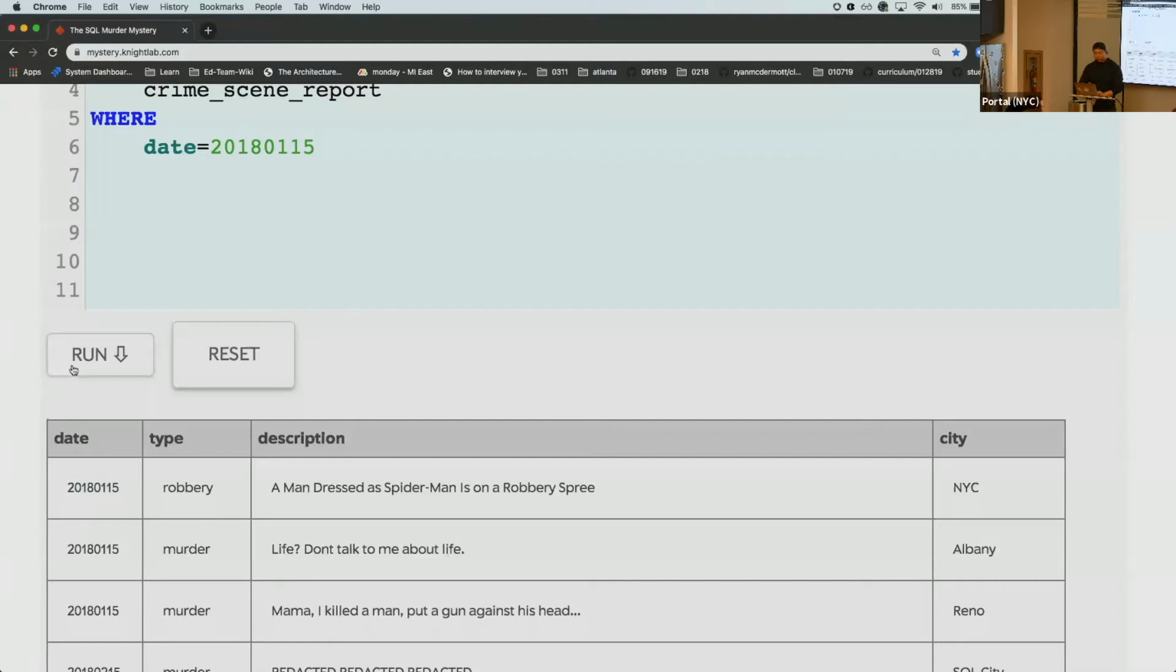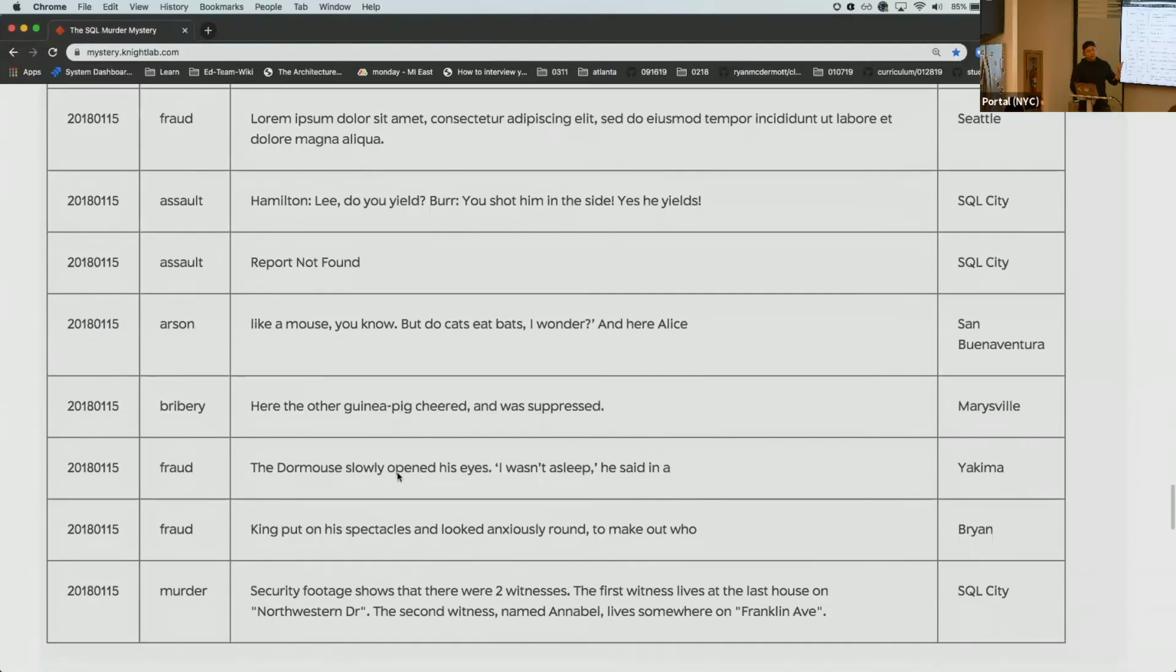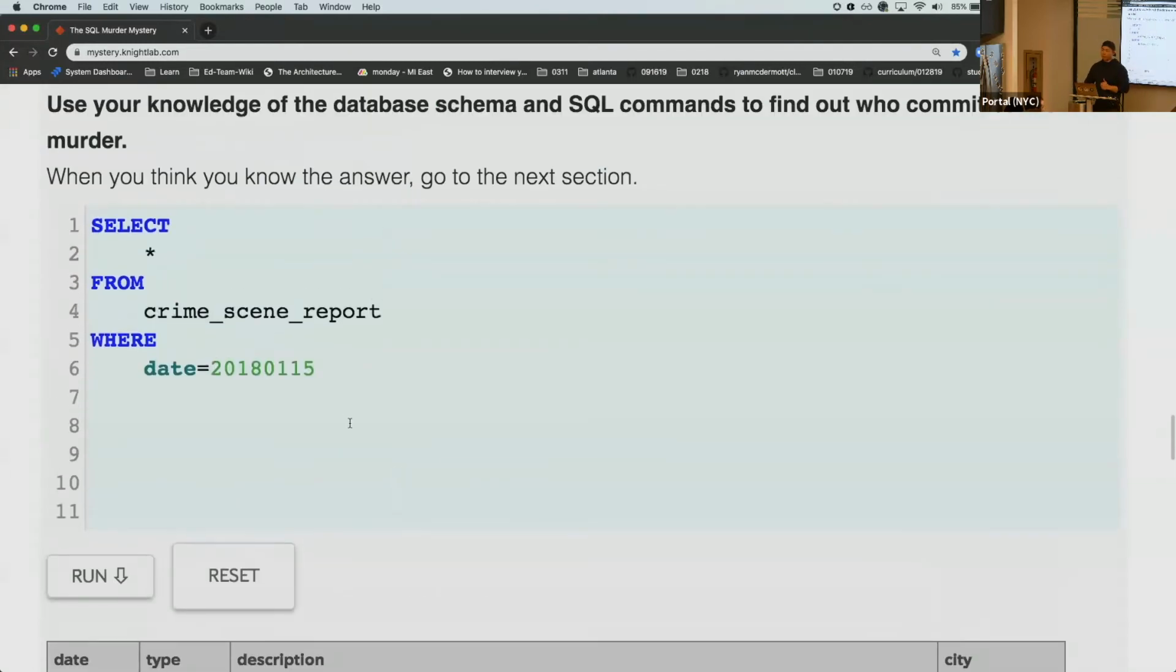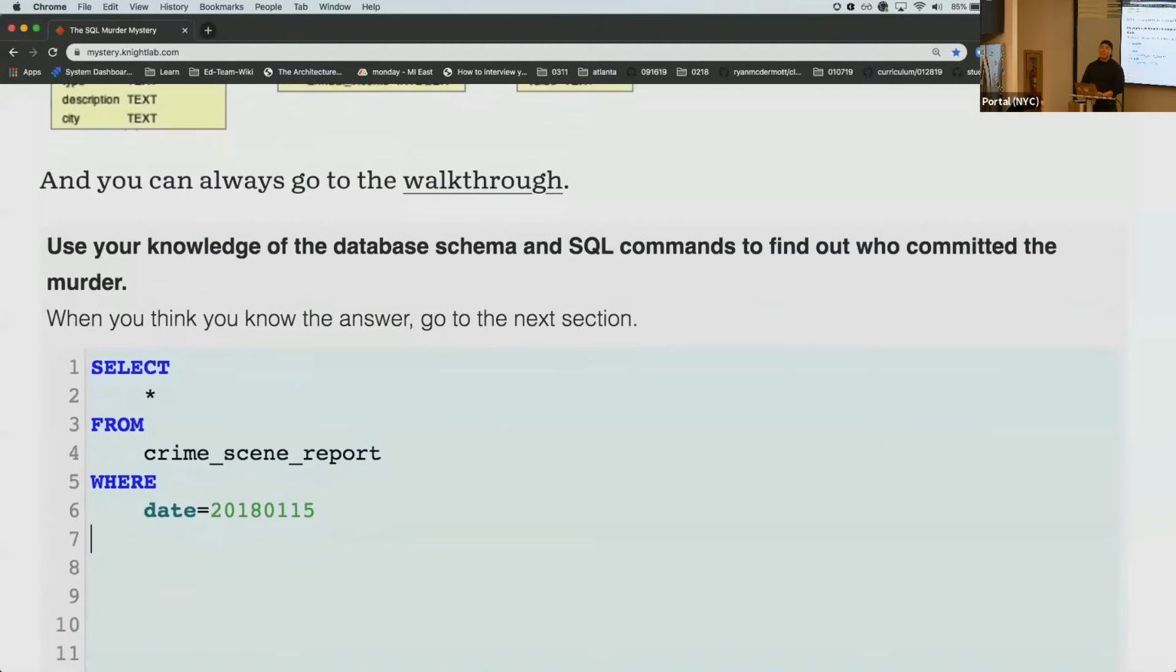So if I run this query, what happens? Oh man, a man dressed as Spider-Man is on a robbing spree in New York City. Embarrassing. Is that enough of a filter to get the data that we are looking for? There's too much junk in there. Let's go one more step. So not only are we looking for the date, right? What other piece of data did we have? Type. So we should go where the date is January 15, 2018, and it's like SQL writes itself, right?